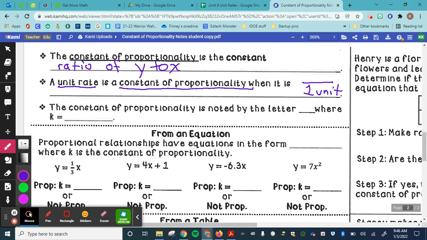Now this part I think is weird. Constant of proportionality is always noted by the letter K. I don't know why it's a K and not a C. I'm not the boss of this. But constant of proportionality is written with the letter K, where K is the Y over the X. So Y always goes on top, X always goes on the bottom.